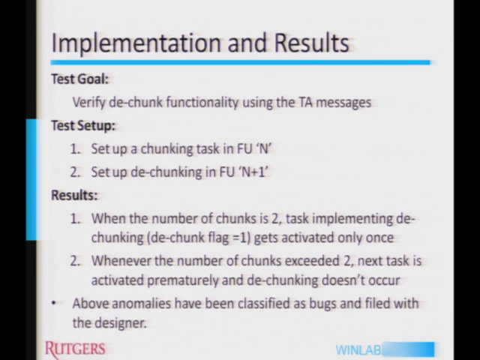Our verification tests for this feature exposed a bug in the design, and the bug can be explained in 2 different scenarios. In the first scenario, when the number of chunks is 2, the functional unit implementing the dechunking feature has its task triggered only once, when it is supposed to be triggered twice, and only the next processing engine should process the task just the one time. And when the number of chunks exceeded 2, the tasks were activated prematurely and the dechunking feature did not occur. This has been discussed with the architect and the designer, and it has been classified as a bug for design improvements.